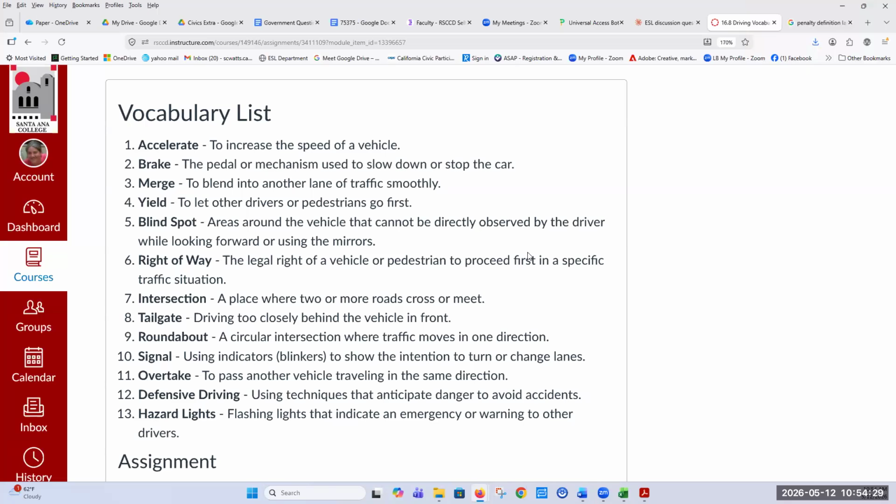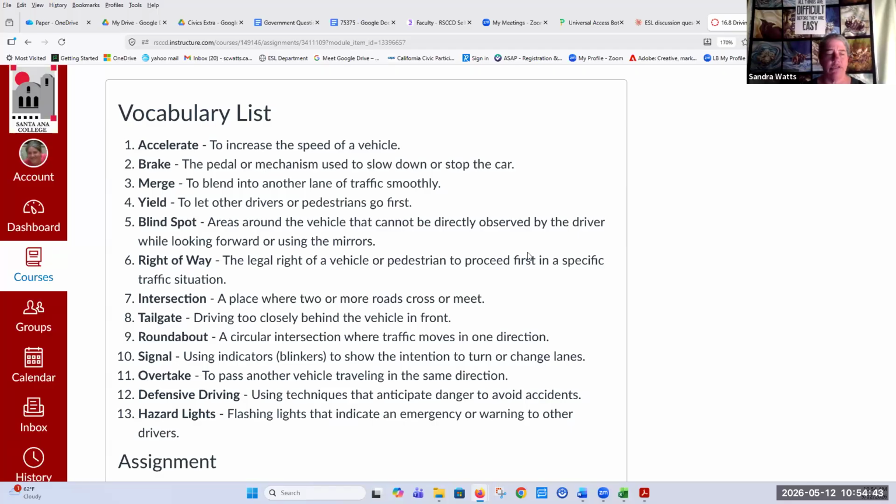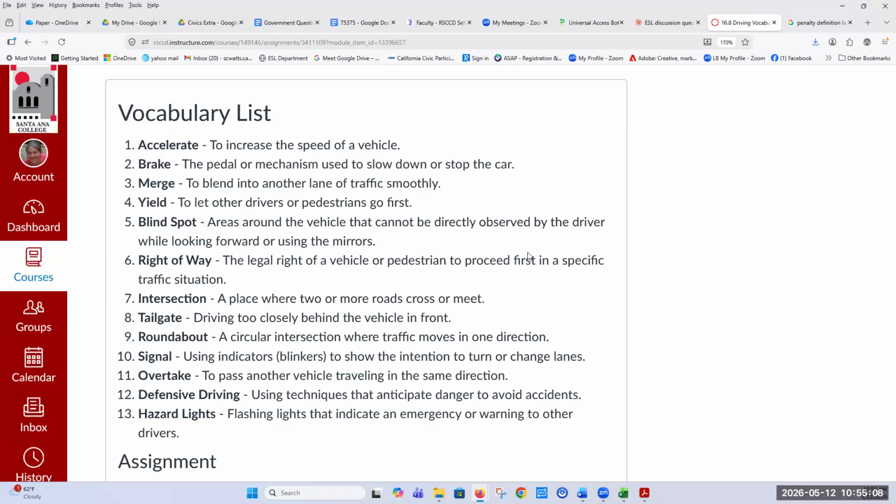Intersection. Intersection. Tailgate. Tailgate. I had this last night on the freeway. It was driving me crazy. This guy was like right behind me. I'm like, there's 3 other lanes. Go around. Okay. Roundabout. Roundabout. You get those circles somewhere. You see. Signal. Signal.